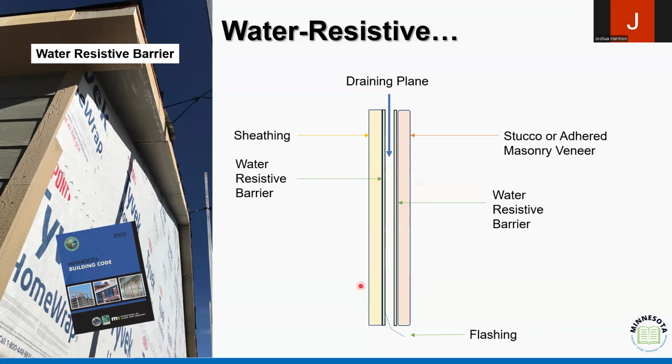Same concept on the interior wall. On the inside warm side of it, we're going to have drywall, right? And then most likely we'll go straight into insulation and studs, right?